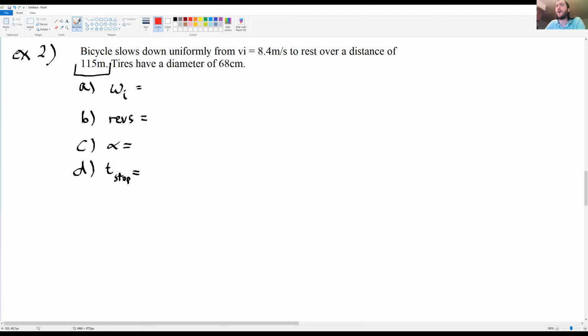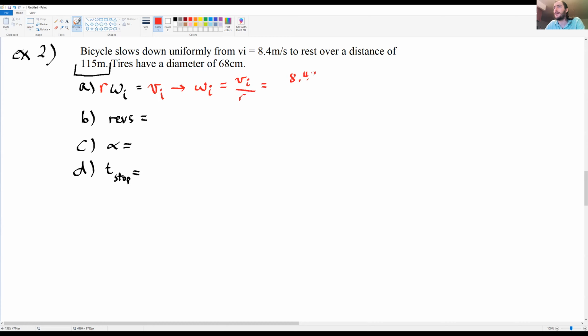So how do we get omega, the initial angular velocity of the wheel? We do that by using the equation omega I times r is equal to vi. So the translational motion is equal to the radius times the angular motion of the tire. We can solve this equation for omega I, and it's simply the angular velocity of the tire is equal to the translational velocity divided by the radius of the tire.